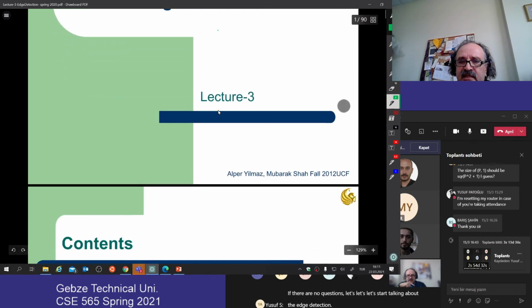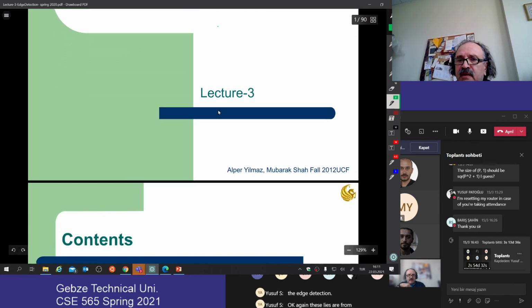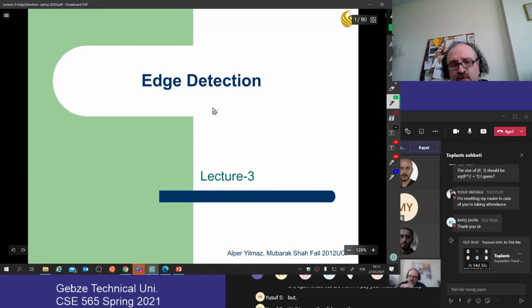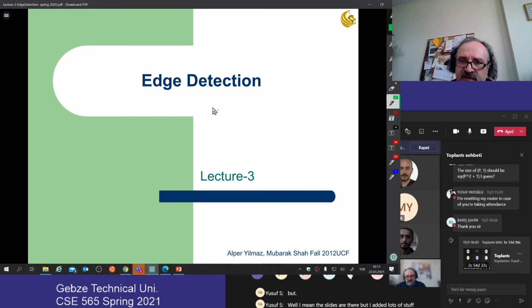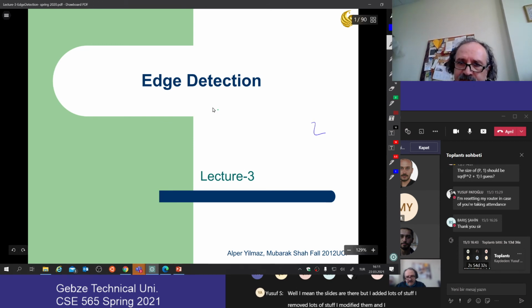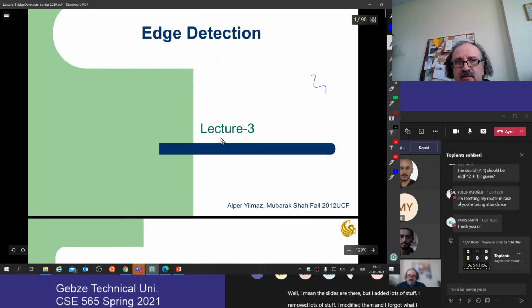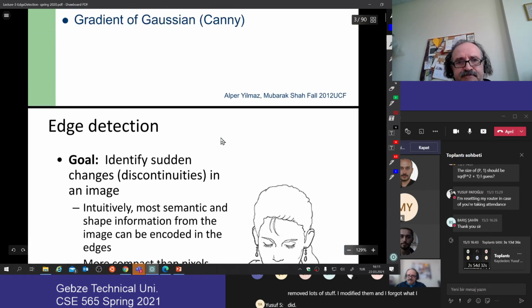Okay, again, these slides are from Alper Yılmaz and Mubarak Shah, but I added lots of stuff and I removed lots of stuff. I modified them, and I forgot what I did. Okay. So edge detection is this.